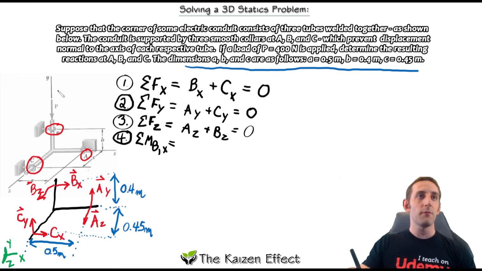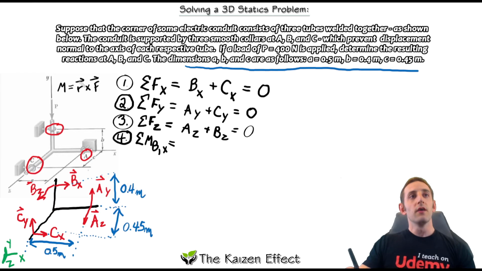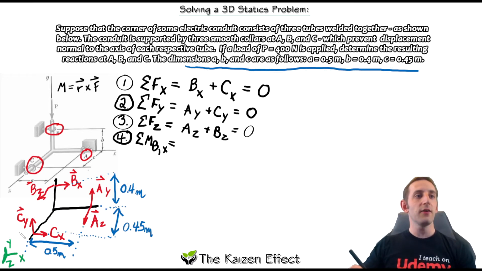If you have some kind of moment, a moment is sort of like R cross F. In order to have a value in the X direction, your force must be in either the Y or the Z direction, and your R must be in the Y or the Z direction, okay? Looking at the diagram, we can see that we have a Y force, and that is offset by a distance in the Z direction. So we see that's going to have a contribution.